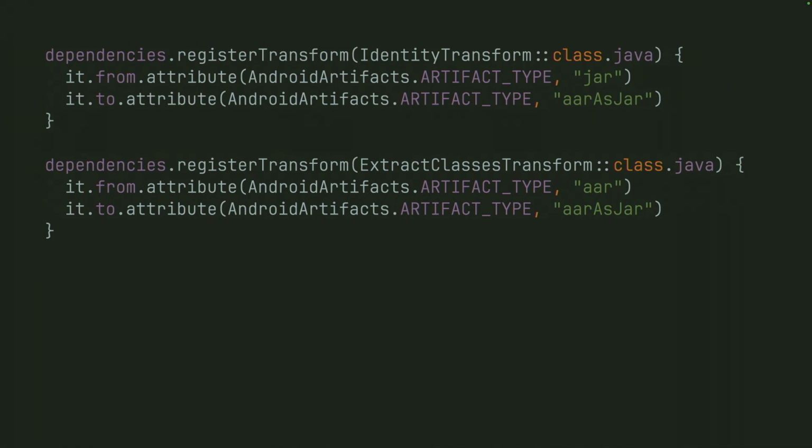One that says, hey, when I get a jar, I'm going to pass that jar along. That's what the identity transform is. Input is the same as the output, like the identity matrix. When I get a jar, I'm going to send it right back out, but instead of calling it jar, I'm going to call it AAR as jar. That's my new type. But when I get AARs, I'm going to run them through a transform called an extract classes transform, and that's just going to pull the classes.jar out. And I'm still going to call that an AAR as jar. So now I found a way to coerce the two producing types that I need into a single consumption type.